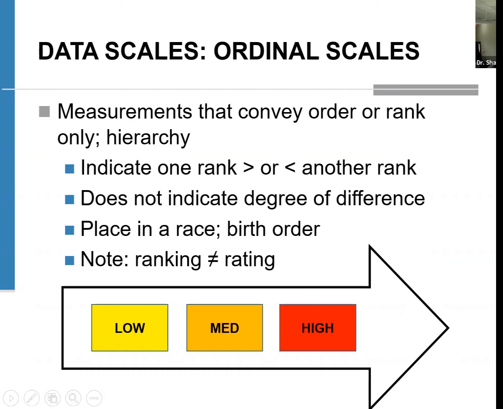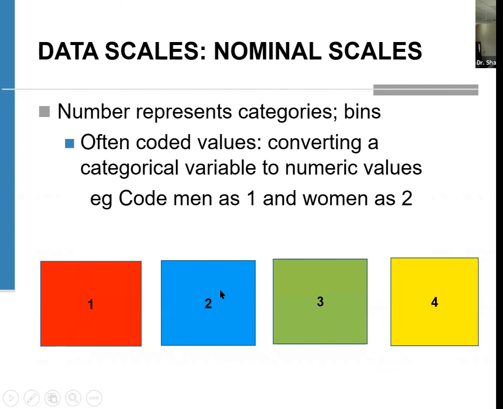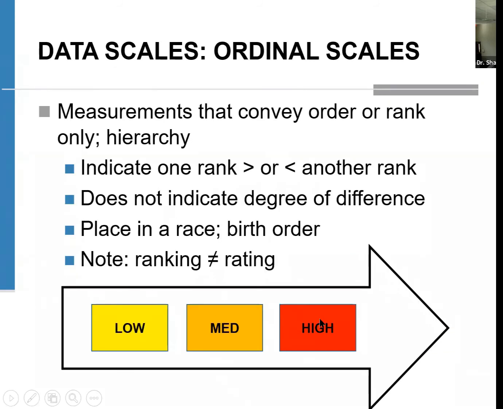Unlike our previous example, where the order of 1, 2, and 3 is meaningless, right? It doesn't mean that 2 is better than 1 or that 1 is better than 2. Here, there is a meaning. The order actually has some intent to represent the measurement. However, it doesn't imply a degree of difference.